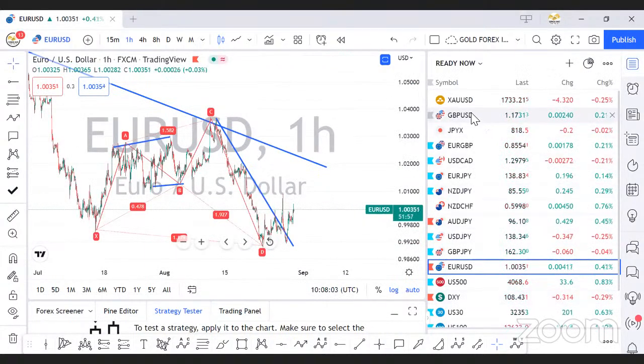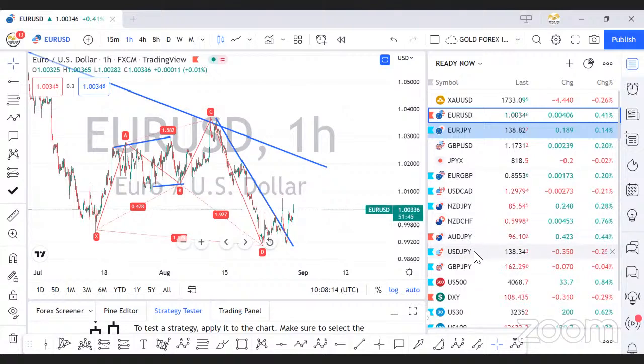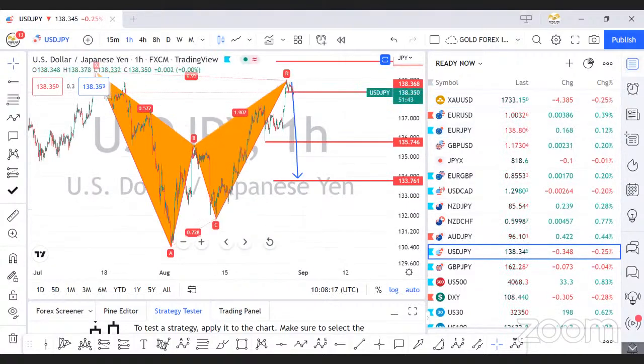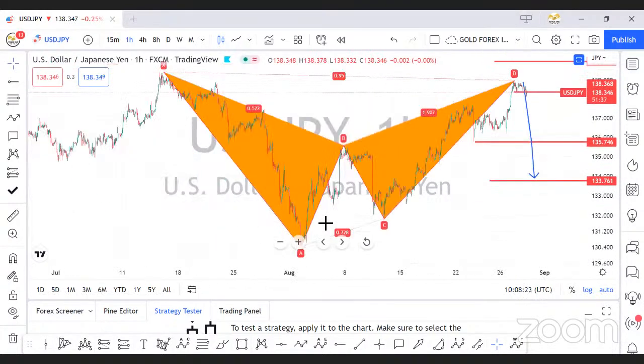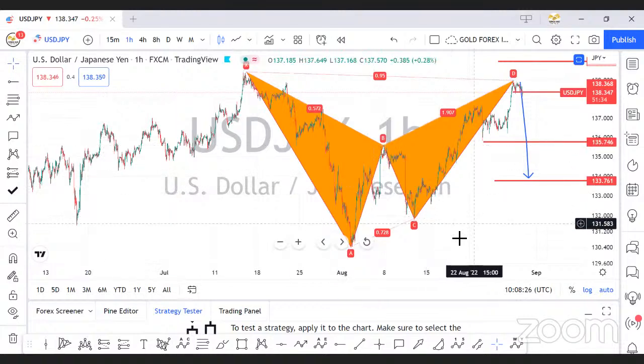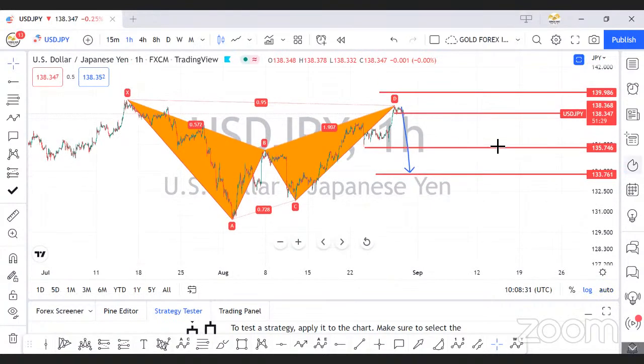Now, we've done pound USD, we've done the Euro Yen, we've also done USD JPY. I think this was a bat pattern. It could have gone to an alternative bat pattern, but when I saw the JPY index, I saw that the JPY index could buy and the USD is weak.